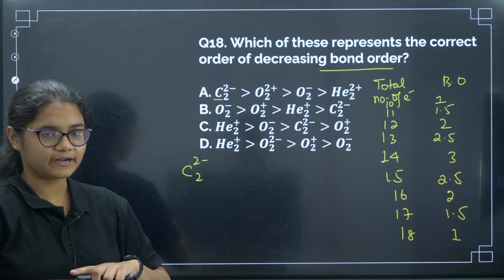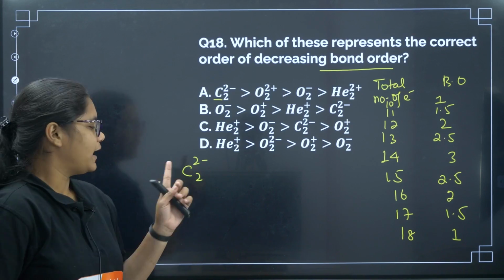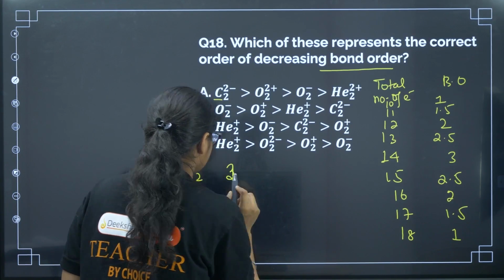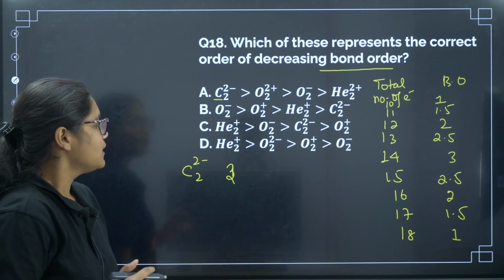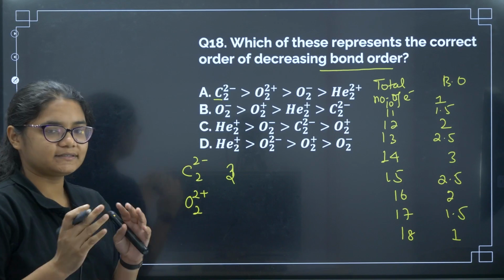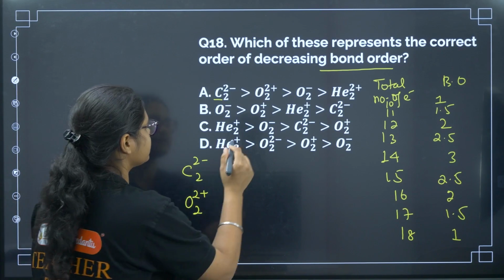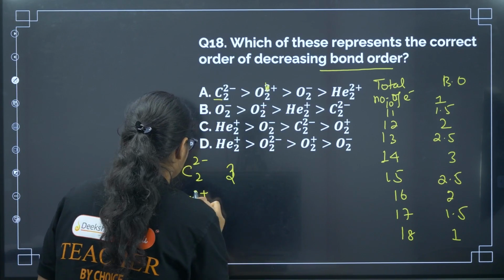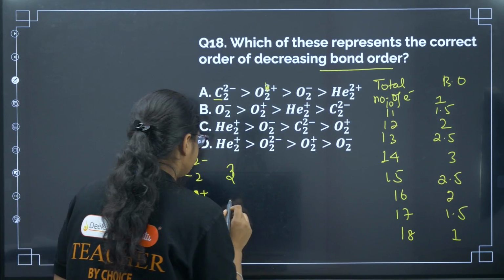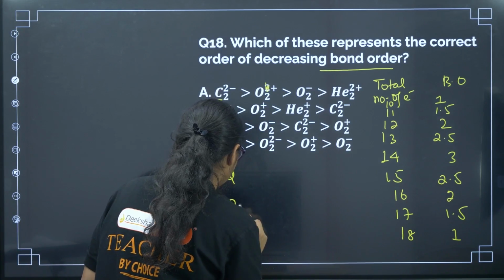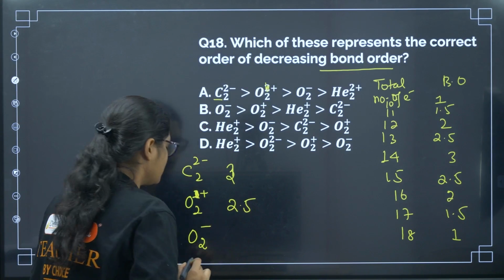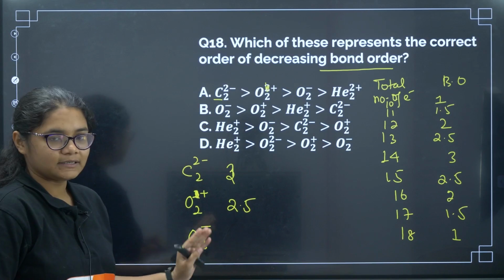So C2 2 minus. Carbon has 6 electrons, 6 plus 6 is 12, and then 2 charges, so 14. So 14 electrons means the bond order of C2 2 minus is 3. Now coming to O2 plus. O2 is 8 plus 8, 16, minus 1, we will have 15 electrons. So 15 will have 2.5. Next is O2 minus. O2 minus is again 8 plus 8, 16, plus 1, 17.